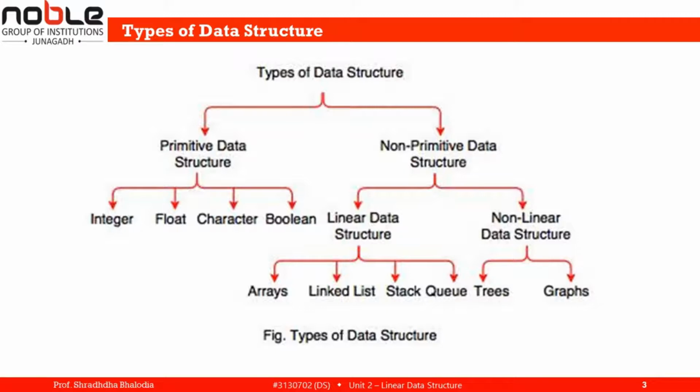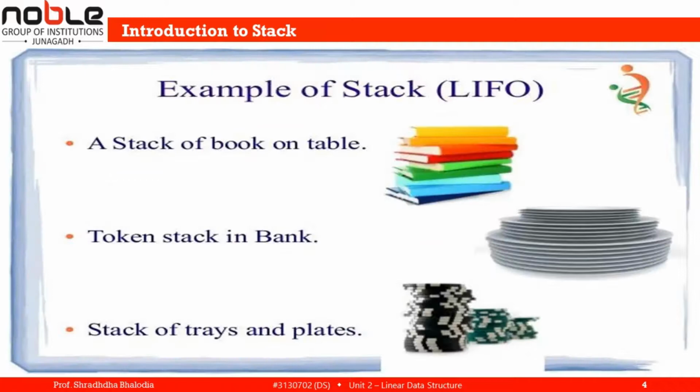Now we move forward to another type of linear data structure, queue and stack. Stack and queue are two types of data structure in which the addition or deletion of an element is done at the end rather than in the middle. Okay, now we start the stack.